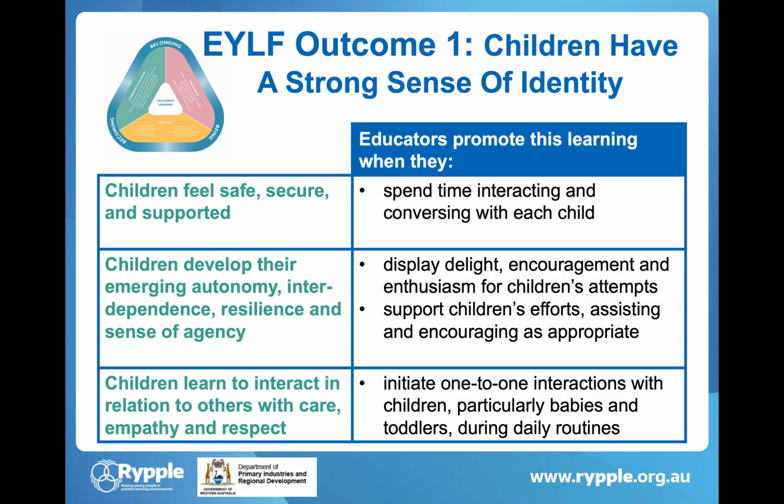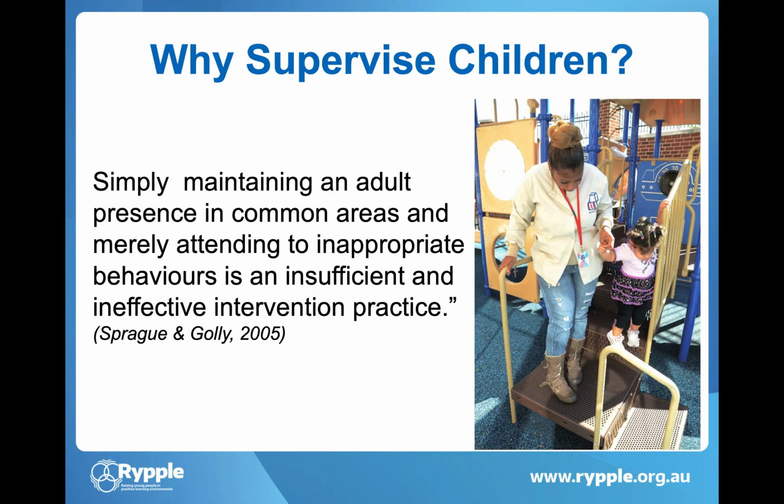In addition to this, if we have a look at the Early Years Learning Framework Outcome 1, children have a strong sense of identity. They feel safe, secure and supported. They're developing their emerging autonomy, interdependence, resilience and sense of agency in the world. And number 3, children learn to interact in relation to others with care, empathy and respect. So for educators to promote this learning, they need to spend time interacting and conversing with each child, show encouragement and enthusiasm for children's attempts at learning, and support their efforts. And in particular, looking for opportunities to have one-to-one interactions with all children in their care.